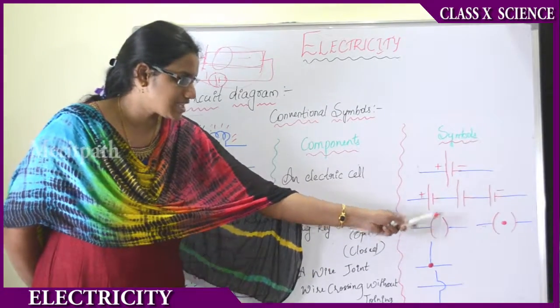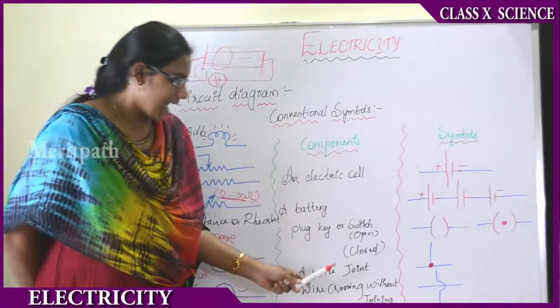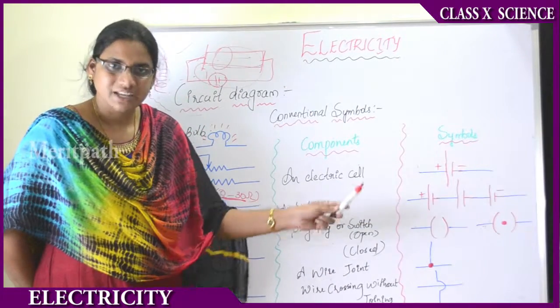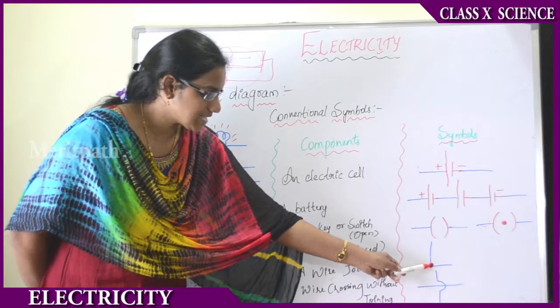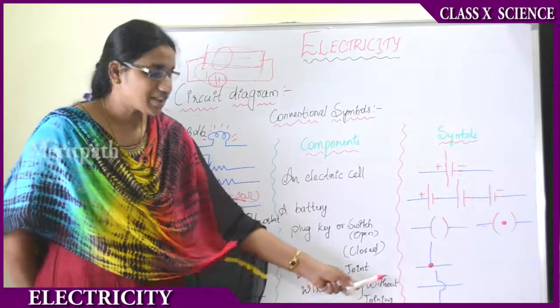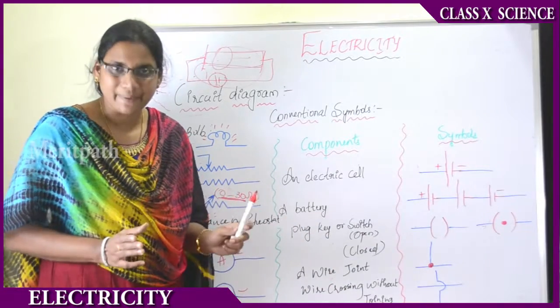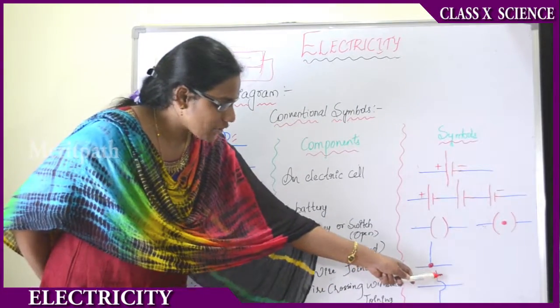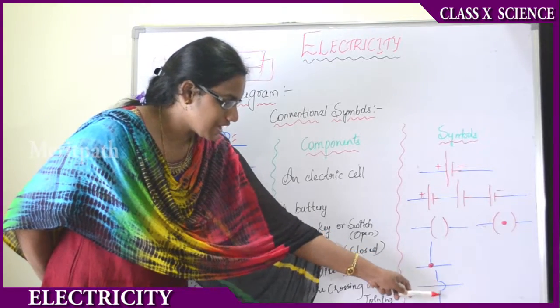This is the open switch and this is the closed switch, and a wire joining two circuits, that is denoted as a dot between those two wires, and a wire crossing without joining. That means two wires are separate, but if a wire is crossing the other wire, then it is shown with the figure as shown.